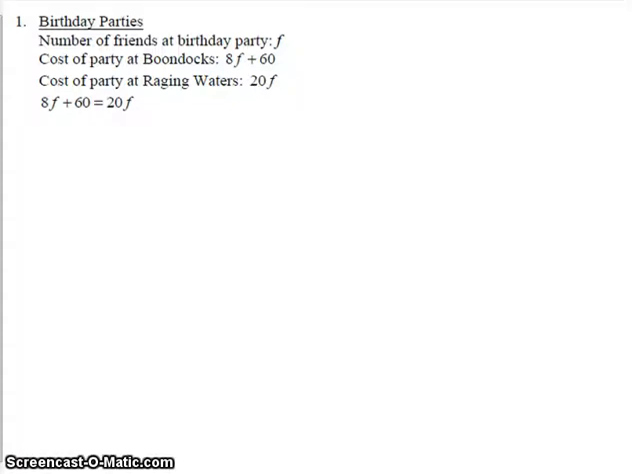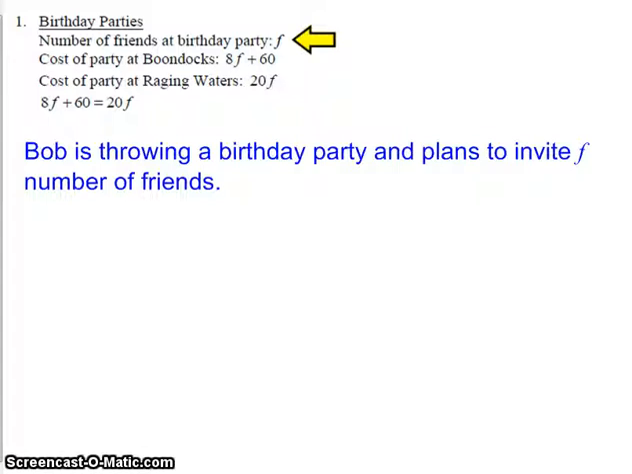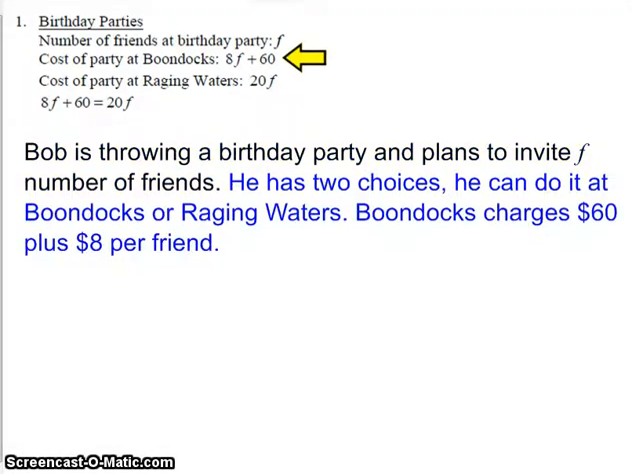I'm just going to focus on that first part, the number of friends. So I'm just going to pick a name at random. Bob, good old Bob, is throwing a birthday party and plans to invite F number of friends. That's what it would probably look like in a word problem that you might read. Let's look at the next couple expressions. First, it seems that he has two choices, Boondocks or Raging Waters. So you can do it at Boondocks or at Raging Waters.